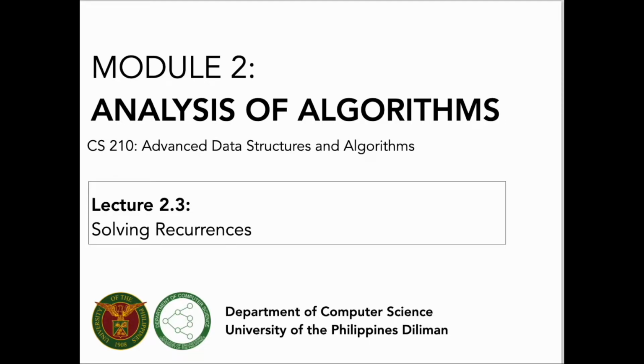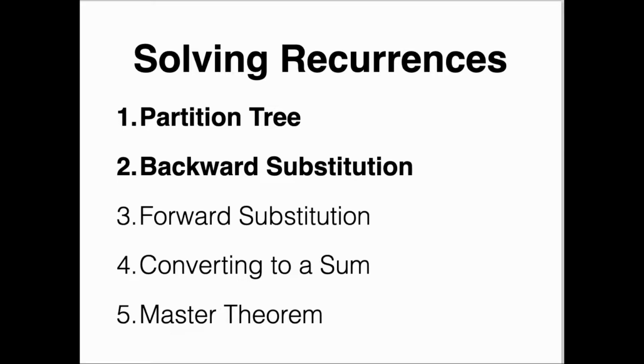This is the third installment for Module 2, where we will discuss different ways of solving recurrences, or getting the closed form of recurrence relations. As an overview, we're done with the partition tree method and the backward substitution. In this lecture, we will discuss forward substitution, converting to a sum, and the master theorem.